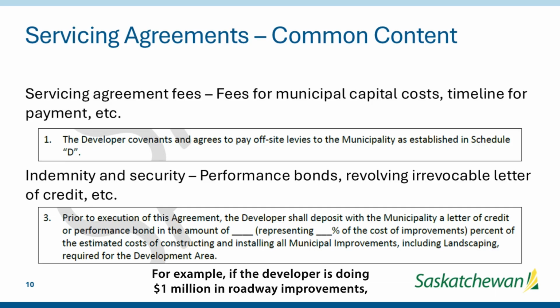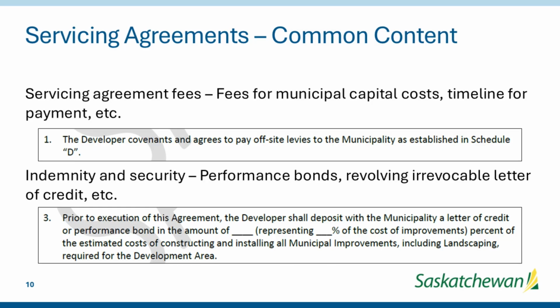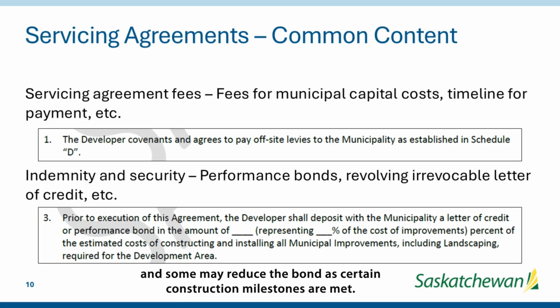For example, if the developer is doing $1 million in roadway improvements, it would be reasonable to collect a bond worth $1 million. Each municipality may have a different approach to this, and some may reduce the bond as certain construction milestones are met. In some instances, once half of the overall work is completed to the municipality's satisfaction, half of the bond may be released.